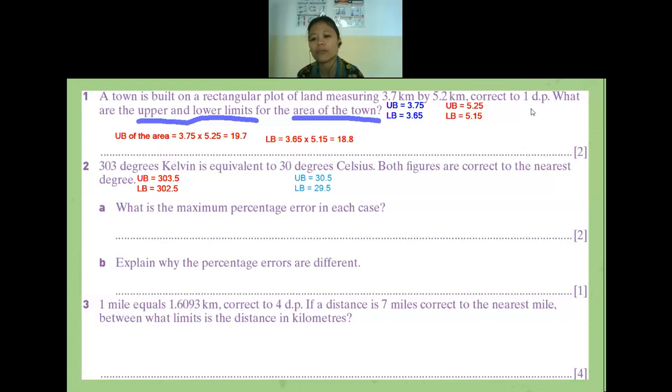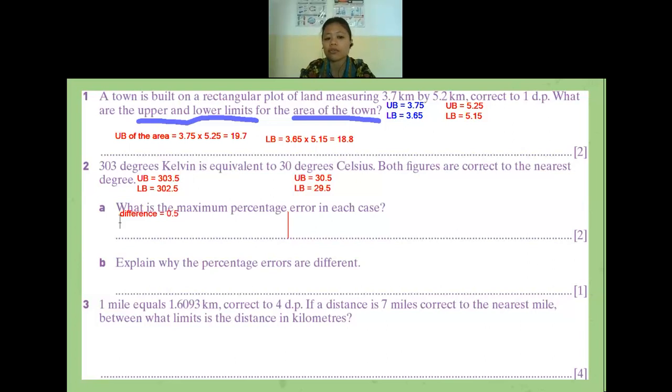Is there anyone who has difficulties finding the upper bound and lower bound of 303 and 330 degrees? Is there anyone? No. If you have no difficulties, percentage error always requires us to find the difference between the number and its upper bound or its lower bound. So what is the difference here if I use the Kelvin? What is the difference from the upper bound to the number given? How many is the difference? 0.5. Okay, so the difference is 0.5.